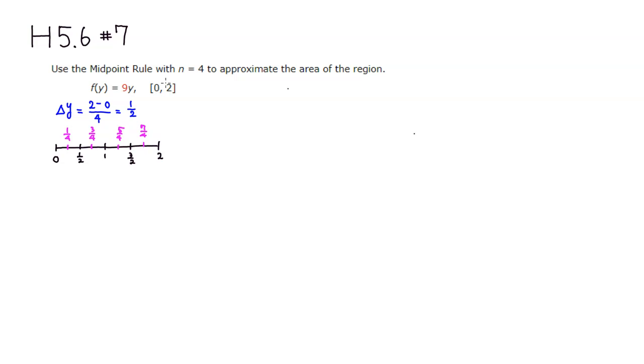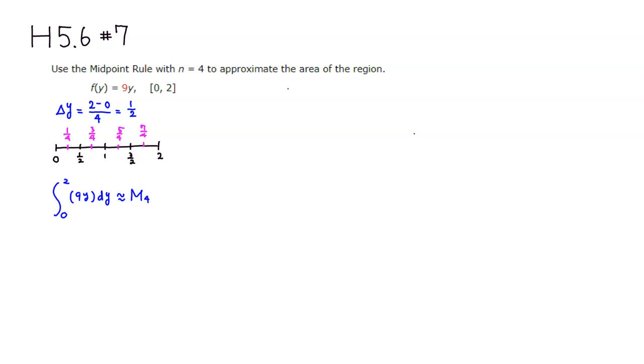Then all you have to do is, we're just trying to approximate this integral. So you have an integral where the interval is going from 0 to 2, and the function is 9y with respect to y. We are trying to approximate this by M4. All right, so let's do that.